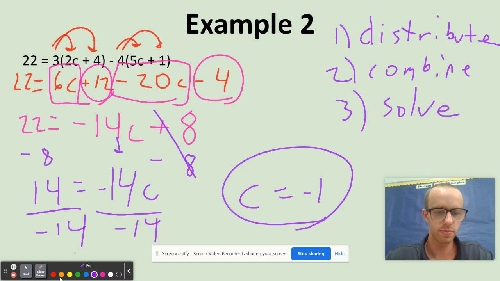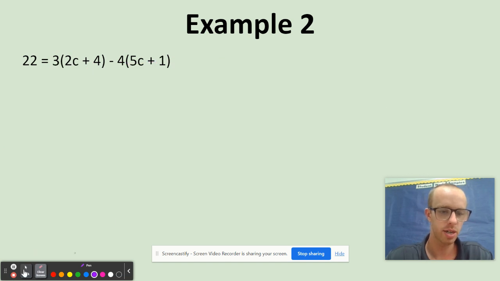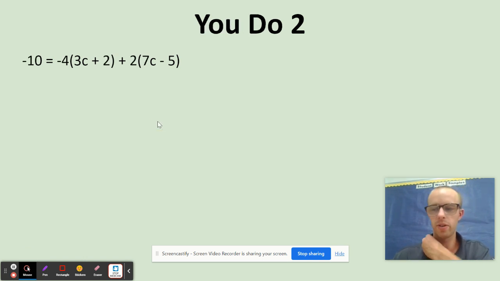Okay. Let's clear this out and have you hop over to the UDO. All right. So this is the part where you pause. This is your chance to make sure you understood the lesson right here. This is a big, long equation. If you can do this, you're in a really good spot. So go ahead and pause and solve.